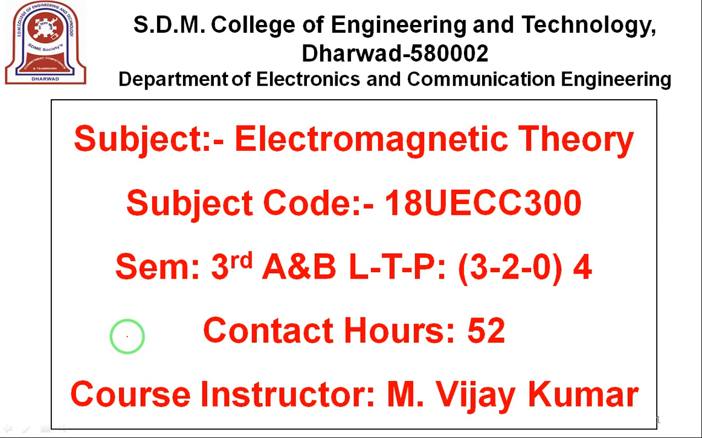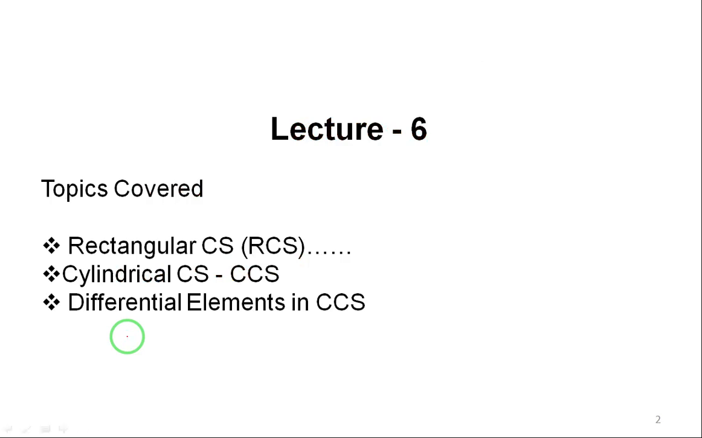The cross product. Okay, today in this lecture, lecture 6, we will be studying the cylindrical coordinate system and differential elements in the cylindrical coordinate system. Before that, a bit of thing was left out in the rectangular coordinate system that I will be covering. Then later on I will move to the cylindrical coordinate system and differential elements in the cylindrical coordinate system. There are three types of coordinate system, that is rectangular coordinate system, cylindrical coordinate system and spherical coordinate system.